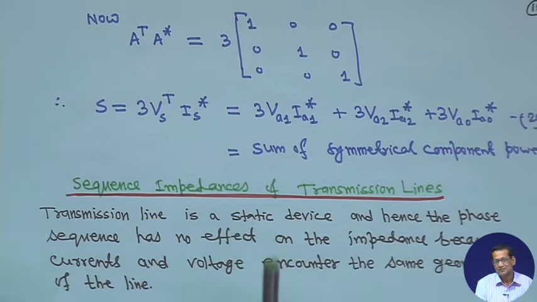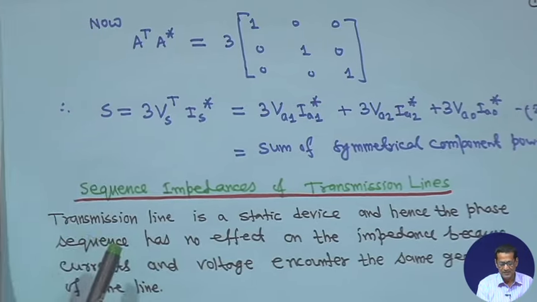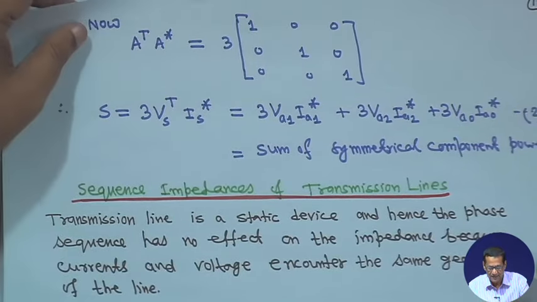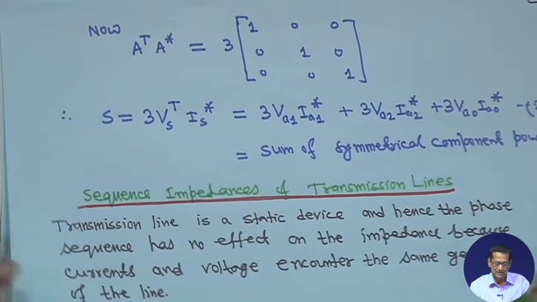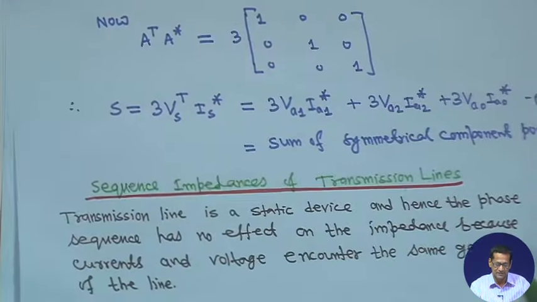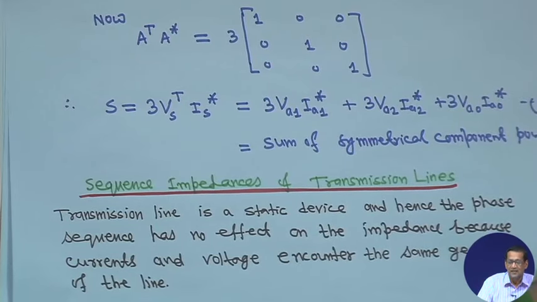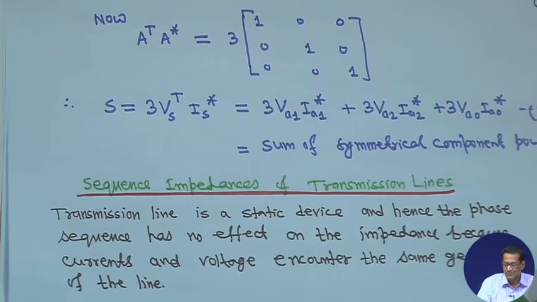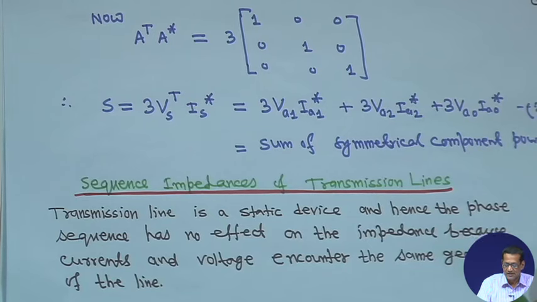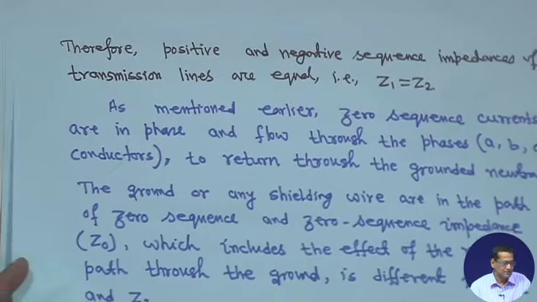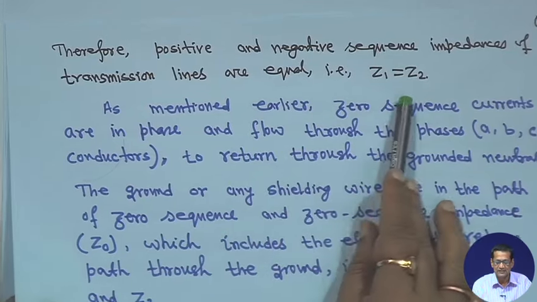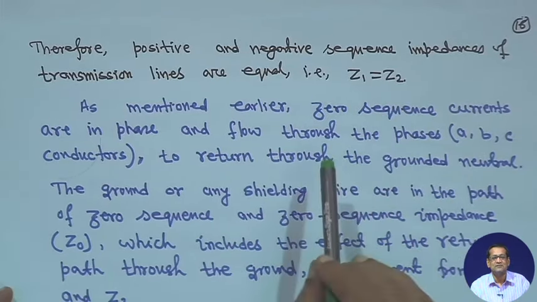The transmission line actually is a static device and hence the phase sequence has no effect on the impedance, because currents and voltages encounter the same geometry of the line. Again I am saying, it is a static device and hence the phase sequence has no effect on the impedance, because currents and voltages encounter the same geometry of the line. Therefore, positive and negative sequence impedances of transmission lines are equal, that is Z1 is equal to Z2, these two are equal for a transmission line.